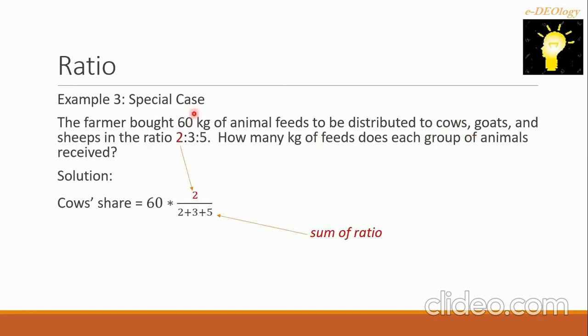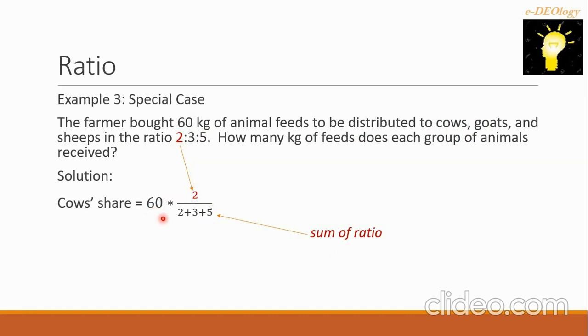At first, we're going to copy the 60, the total, and put it here. Then we will multiply by a fraction. In the numerator, we will copy the number that corresponds to the cows, which is number 2. And in the denominator, we will take the sum of the ratio, 2 plus 3 plus 5. And then we will simplify.